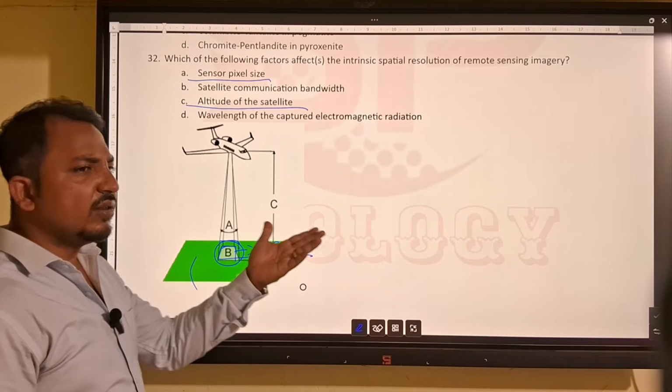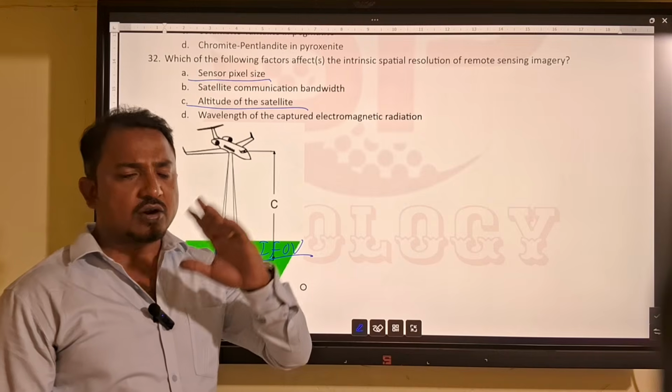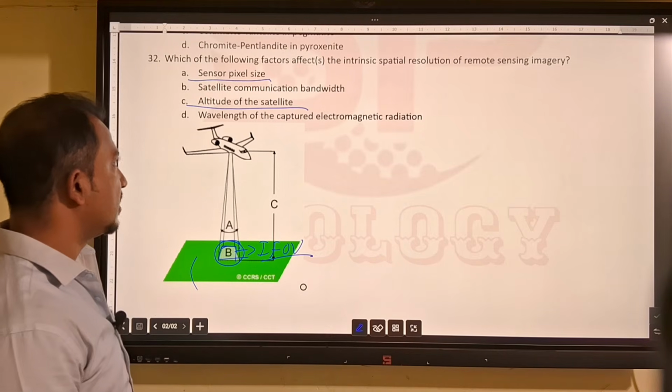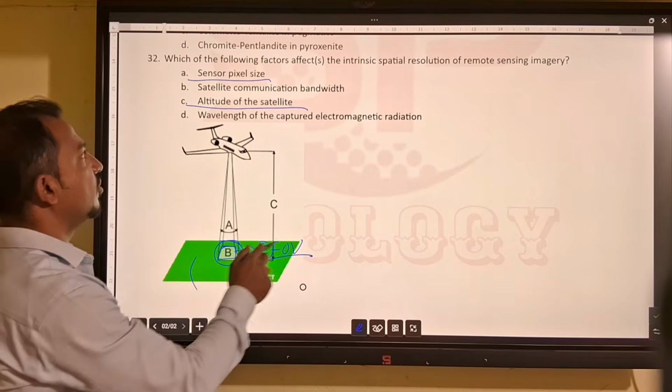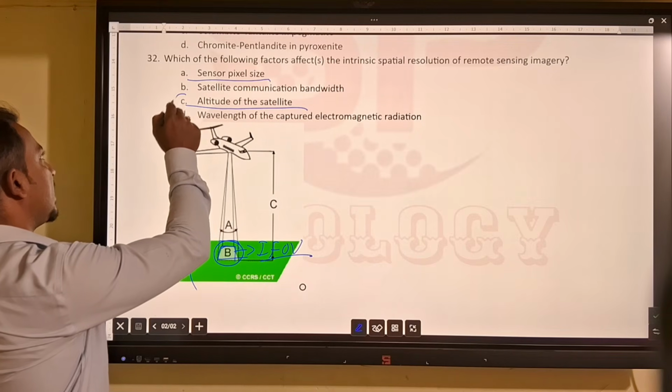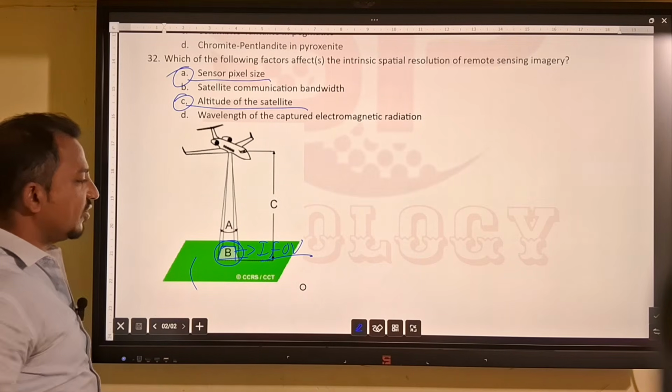Then you can say wavelength also, but that is in the context of physics. In the case of remote sensing, it does not directly affect the resolution. So that's why the answer will be A and C.